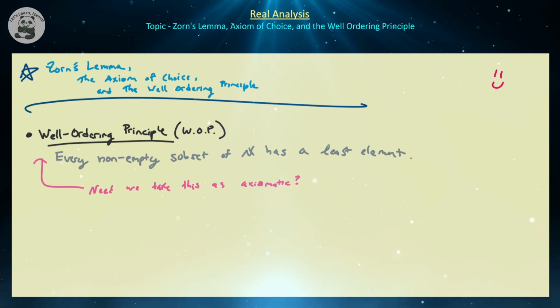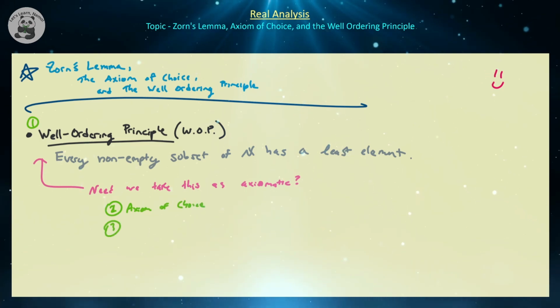And of course, obviously, no, there's going to be two other ones. There's going to be one, or I guess you could call it two since the well ordering principle is the first. The second is called the axiom of choice. And the third is called Zorn's lemma. And one can show that if you take any one of these three as your axiom, then you can prove the other two, regardless of the one of the three that you have chosen.